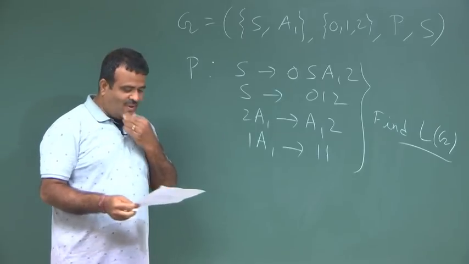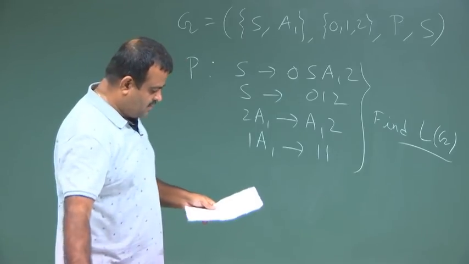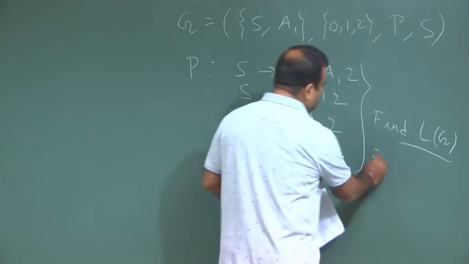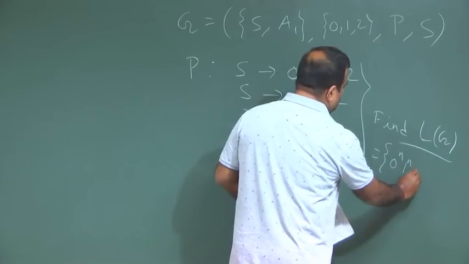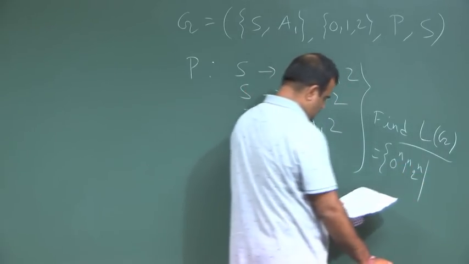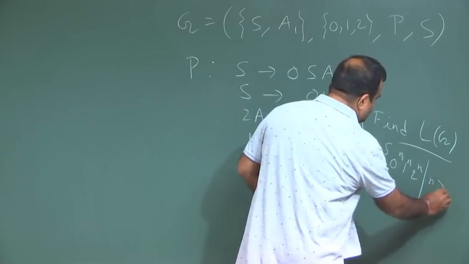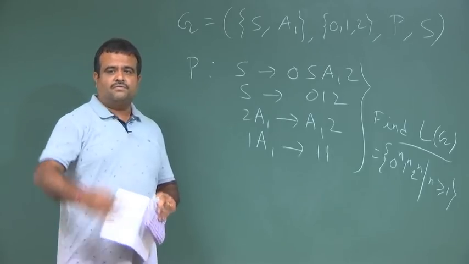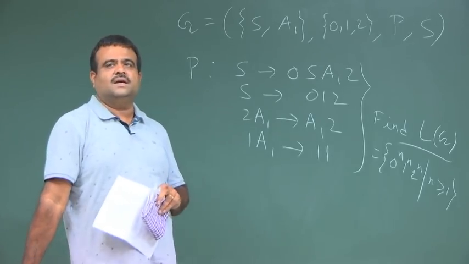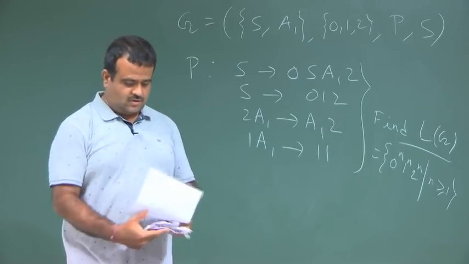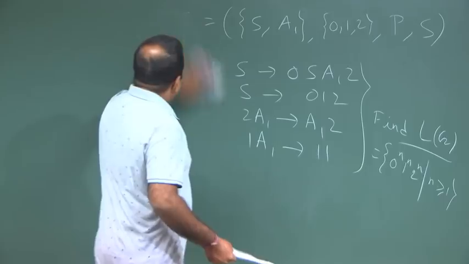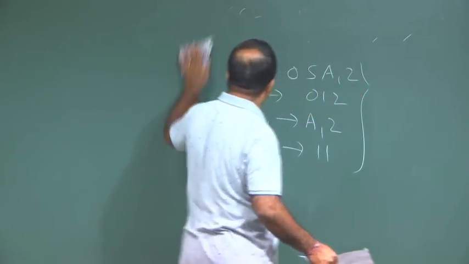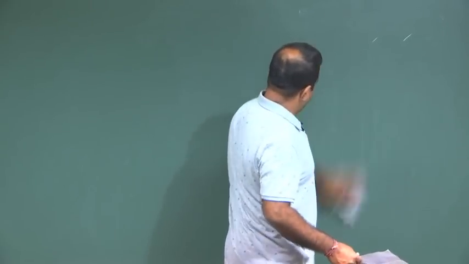Okay. Now we can see what type of language is generated by G. We will show this language is nothing but 0 to the power n, 1 to the power n, 2 to the power n, where n is greater than or equal to 1. So, it is basically strings of any number of zeros, followed by the same number of ones and twos. That we have to show. Let me write it here.